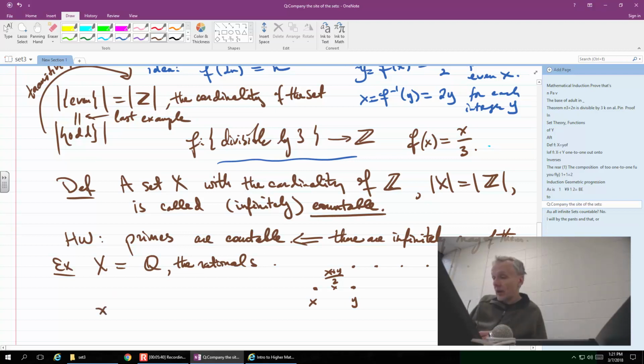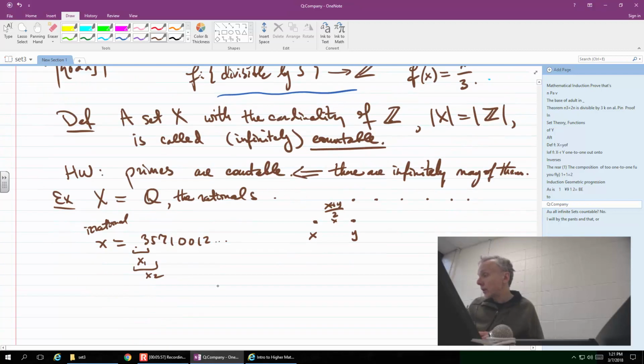So if x is an irrational number, say equal to 0.3571011, whatever that sequence is, if you truncate it, then this will be x1, this will be x2, and so on, you have x3. That sequence will converge to x. And these are rational, and this is irrational.